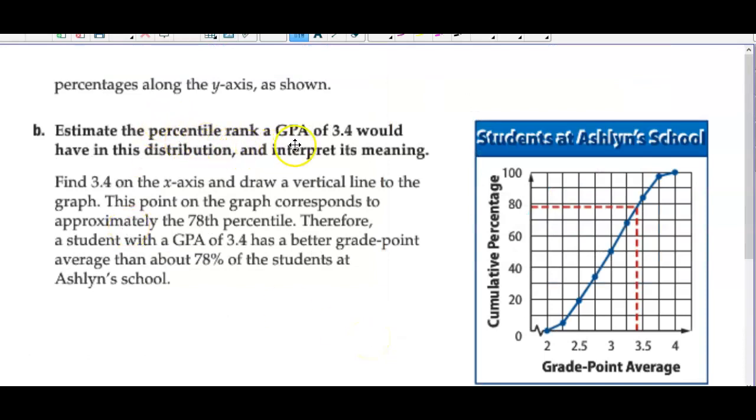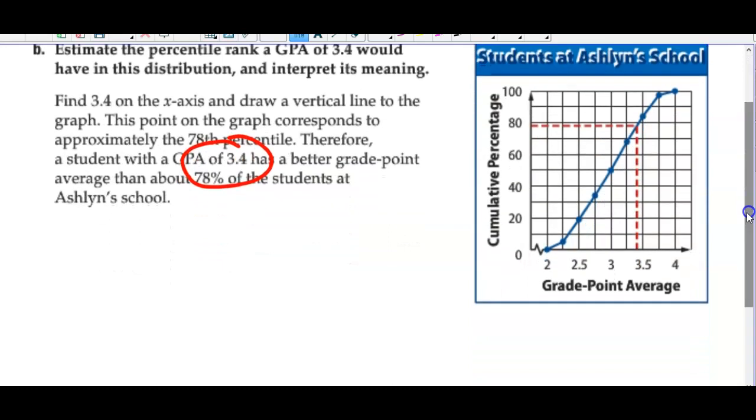Estimate the percentile rank of a GPA of 3.4. So if somebody had a 3.4 GPA, it's just below the 80th percentile. So it says here a GPA of 3.4 is better than about 78% of the students at Ashland School.